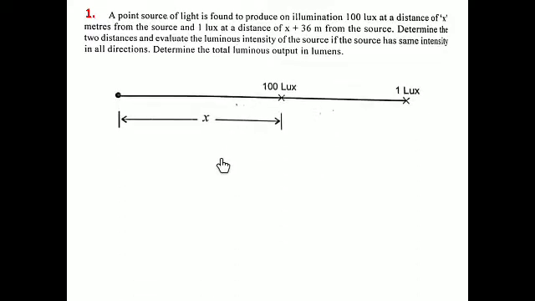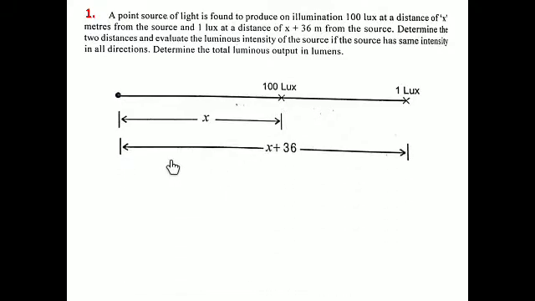So you have to draw one neat diagram just by understanding this problem. I consider this a source. Then I draw one line with the distance of x. At this distance x, the source will produce a lux value of 100. So after this distance x, it is 100 lux. Then I can extend the distance. That distance is x plus 36 meter.